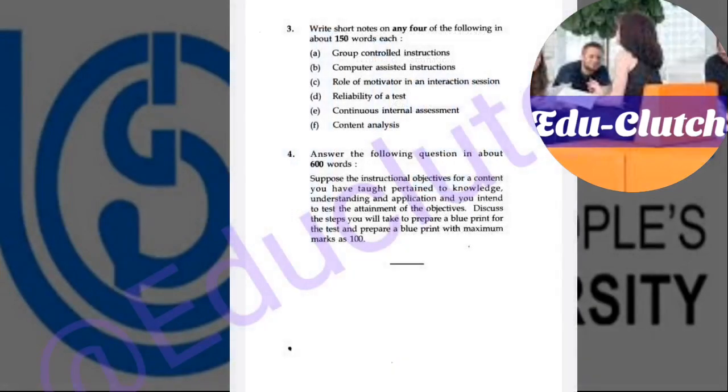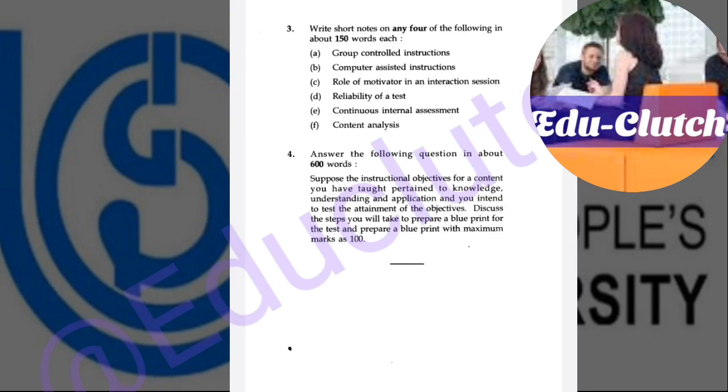Third question again carries multiple questions. You need to attempt only four. First is group controlled instructions. Second is computer assisted instructions. Third is role of motivator in an instruction session. Fourth is reliability of a test. Fifth is continuous internal assessment. And sixth is content analysis.